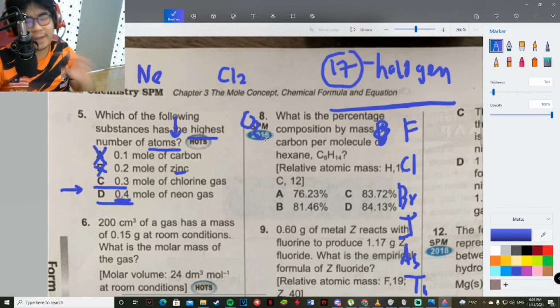You can hardly ever find a question that gives you just oxygen or chlorine. It's very hard, unless it is in liquid or another form, but in gas form it's definitely O2 or Cl2.